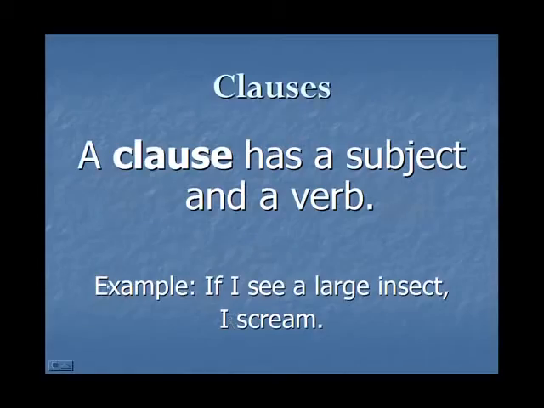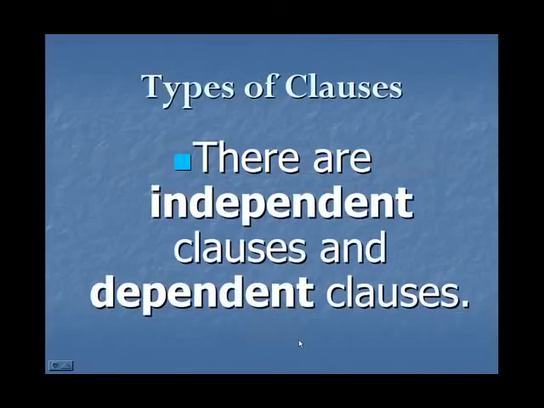Now, the 2 parts actually have a name in grammar. We call them clauses. And a clause is a group of words that has a subject and a verb. So a clause has a subject and a verb. Example, down here, if I see a large insect, there's clause 1, subject, I, verb, see. Here's clause 2, I, and scream, subject and verb. Now, there are independent and dependent clauses.